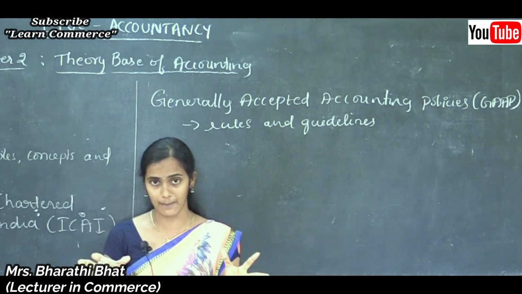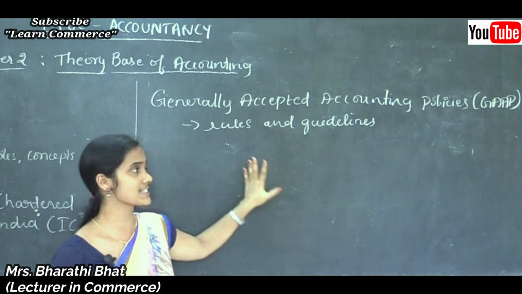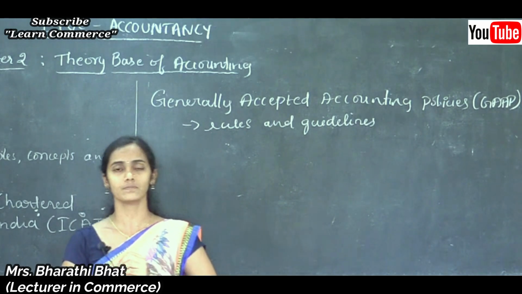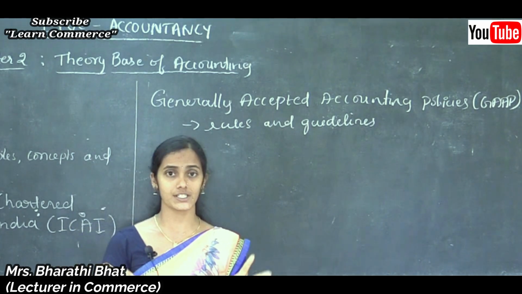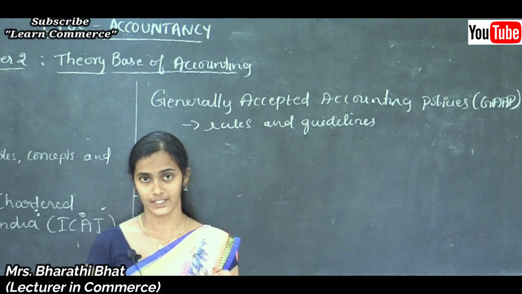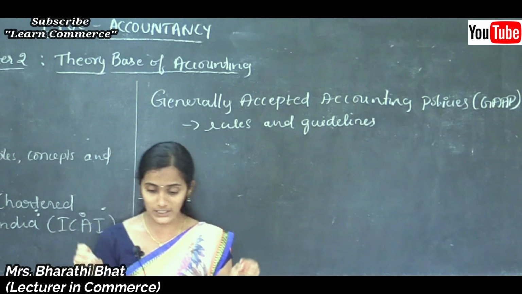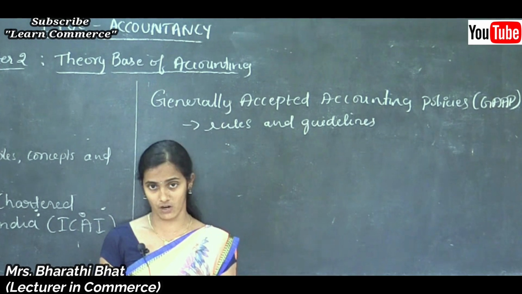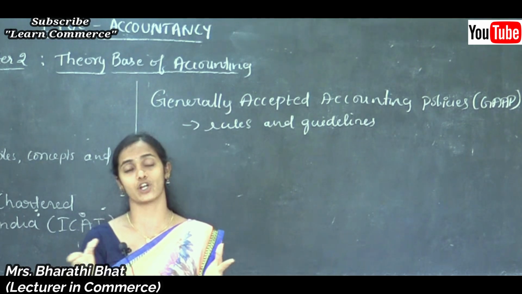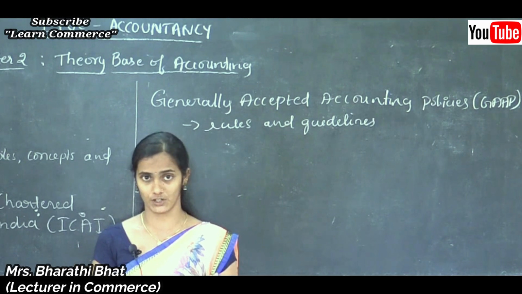So why do we need to follow these GAAP, these general accounting principles? Because all transactions are recorded based on their historical cost. Correct? All transactions are recorded in the books of accounts based on receipts, documents, evidences and vouchers.